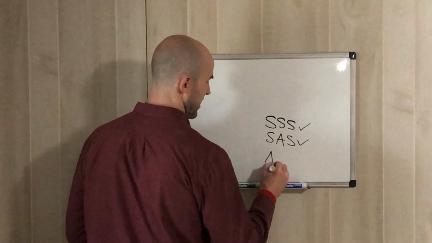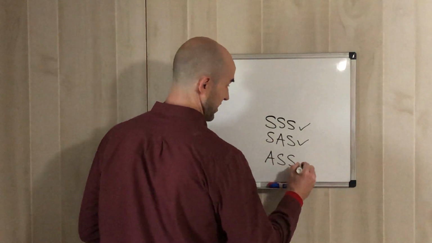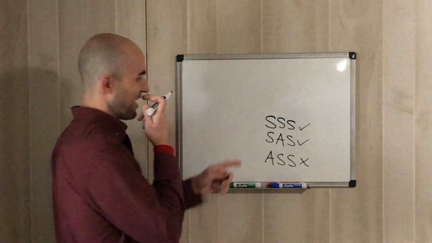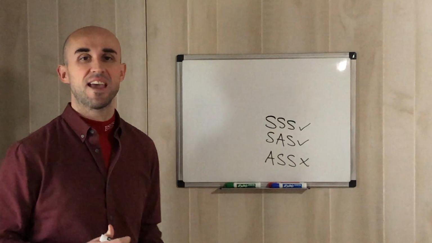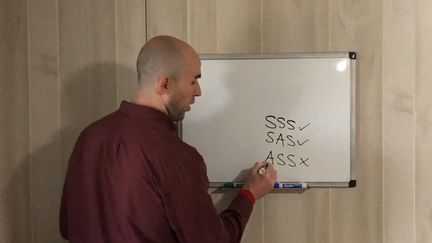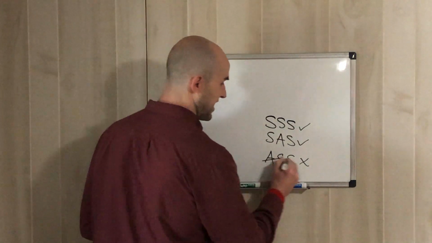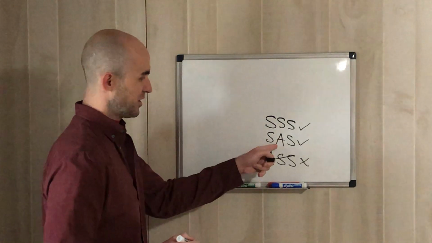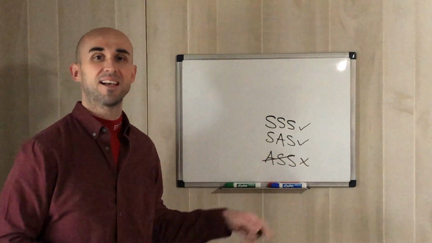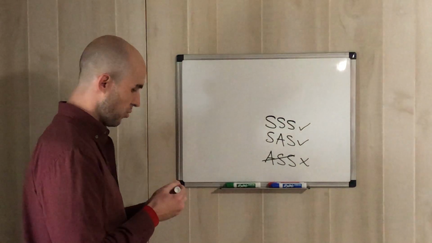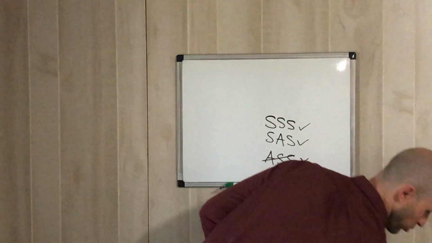There was a third way that we talked about that wasn't congruent. And the reason that ASS wasn't congruent is because with ASS, the angle wasn't between the sides. The angle needs to be between the sides for it to be congruent. That's why if it's ASS, it's not congruent, right? So we learned those two ways to tell that triangles were congruent.